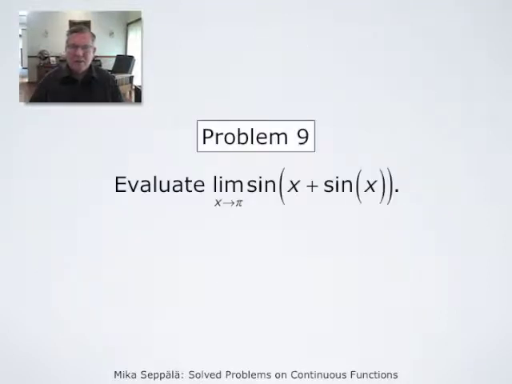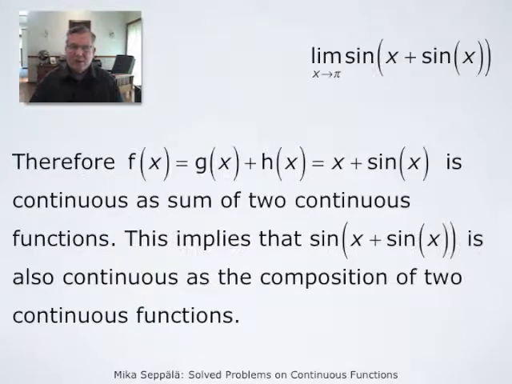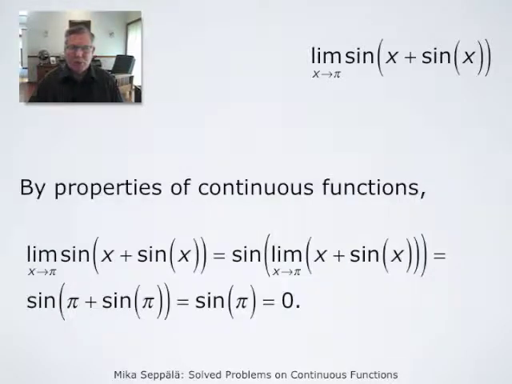In problem 9, we have to evaluate a limit as x approaches pi of sine of (x plus sine of x). So here we observe that sine and the function x are of course both continuous functions and everywhere defined. So x plus sine of x is also continuous, and sine of (x plus sine of x) is also continuous. So we conclude that the function sine of (x plus sine of x) is continuous and defined for all values of x.